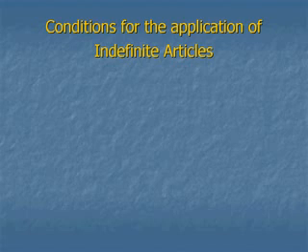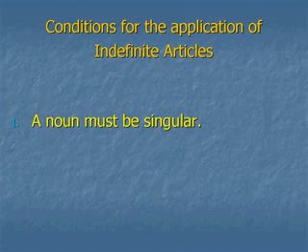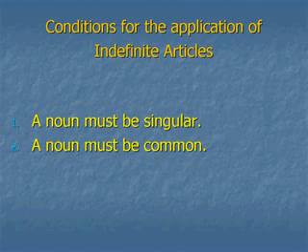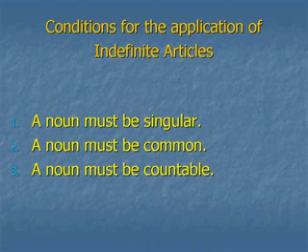Now we'll look at conditions for the application of indefinite articles. Number 1, a noun must be singular. Number 2, a noun must be common. And number 3, a noun must be countable. Well, before using an indefinite article before a noun, you must keep these conditions in your mind. If a noun has only one or two of these conditions, you can never use an indefinite article before that noun. So for the application of an indefinite article, a noun must possess these three conditions. Okay?